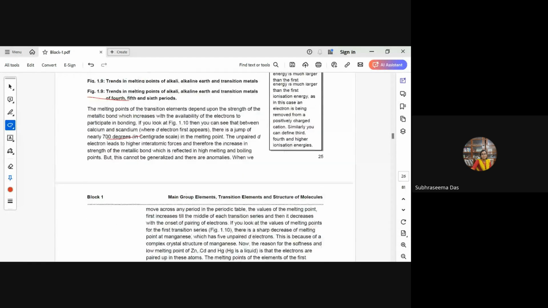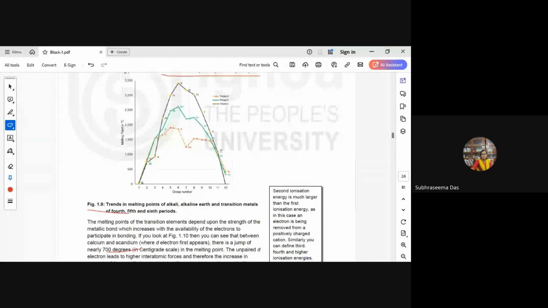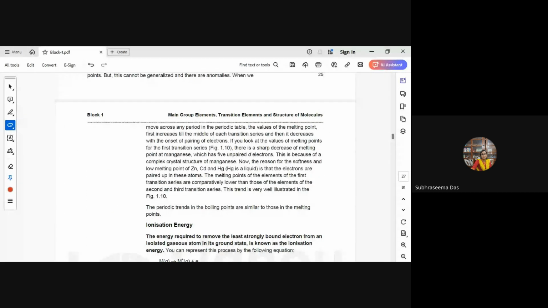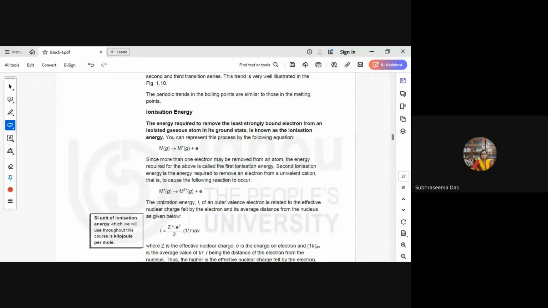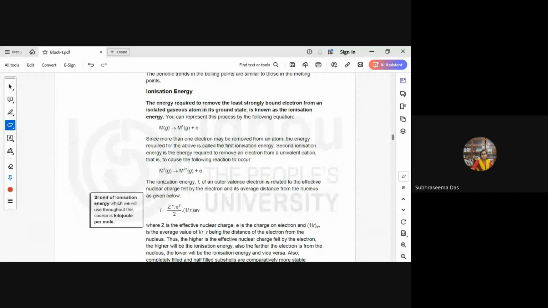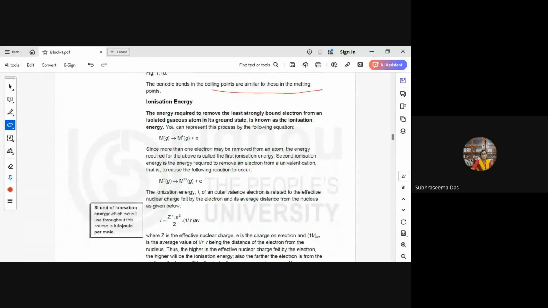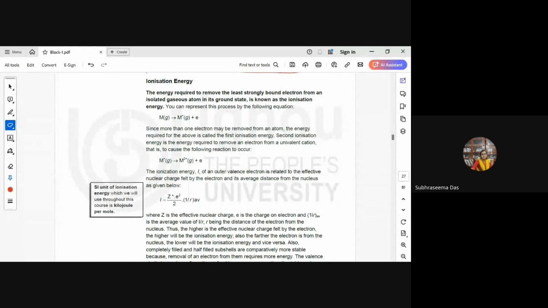However, there are certain anomalies that we observe in figure 1.9. In general we can say that the melting points of transition elements are much higher than those of the S block elements. Similarly, the periodic trends in the boiling points are also similar to those observed in the melting points. So now coming to the next factor, that is ionization energy.